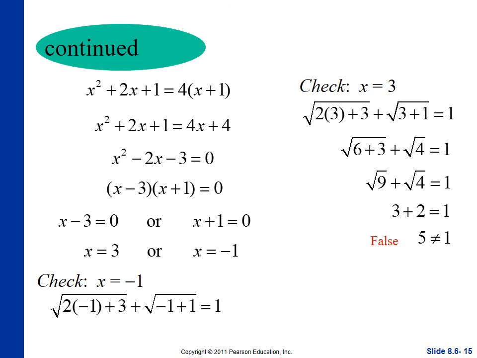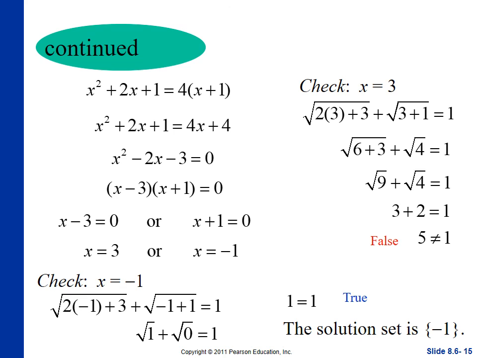So now we check negative 1. Plug it in. 2 times negative 1 plus 3, and so on. We get square root of 1 plus square root of 0 equals 1. And 1 does equal 1. That's true. So the solution set is negative 1. This is going to be the hardest part for some of you guys, is to go ahead and plug it back in to check.